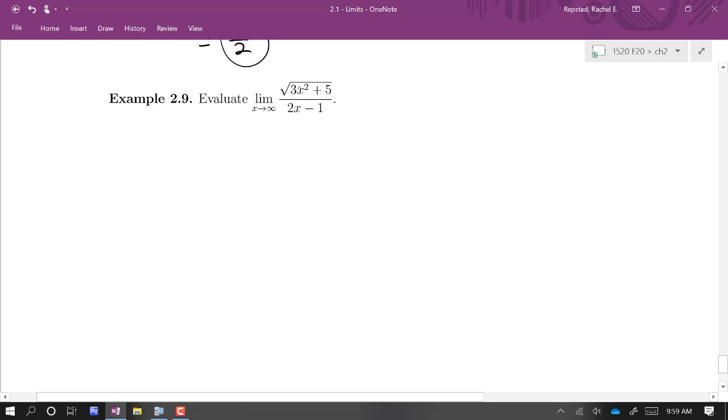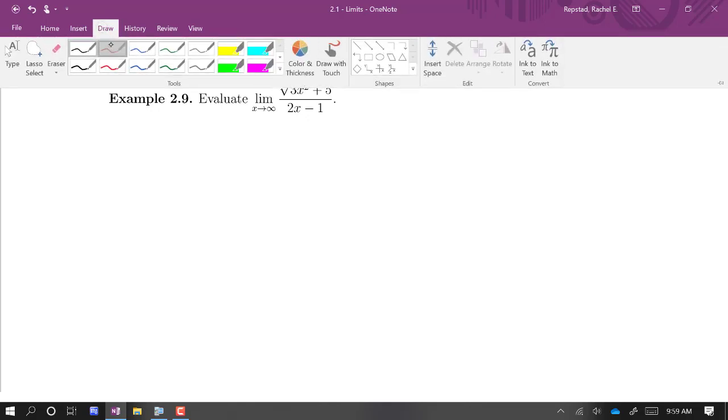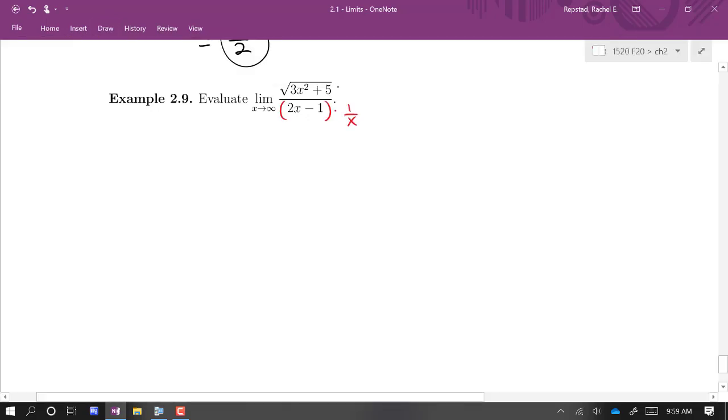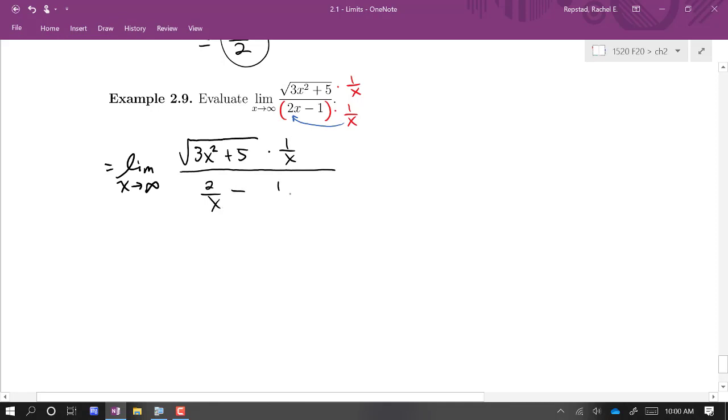And that's because up top we have this x squared, but it's inside a square root. So in effect, it's like the highest power of x that appears is x to the first. So we're going to multiply both the top and the bottom by 1 over x. And we're going to do some algebra here. On the bottom, I'm going to distribute. 2x times 1 over x is 2 over x. And then minus 1 times 1 over x is 1 over x.